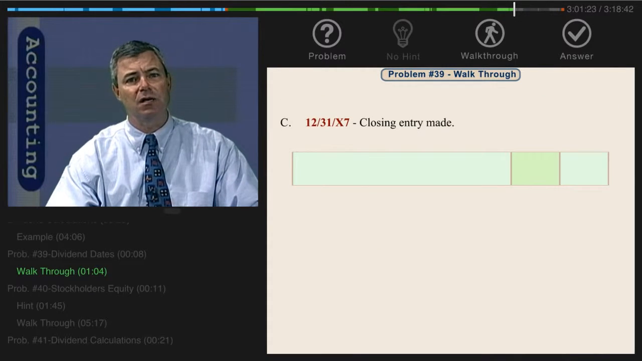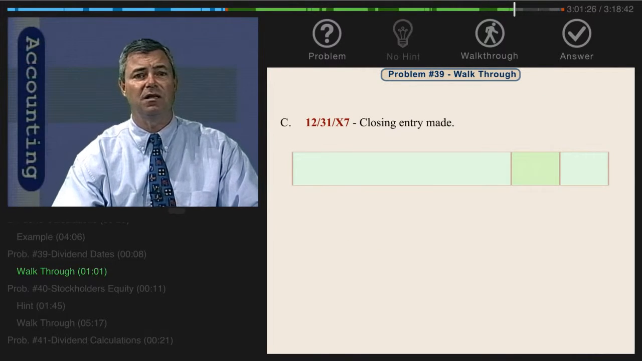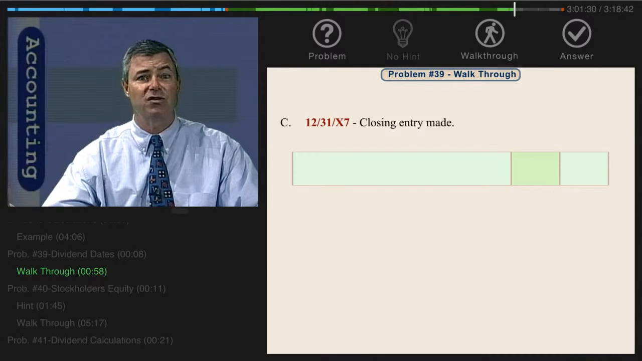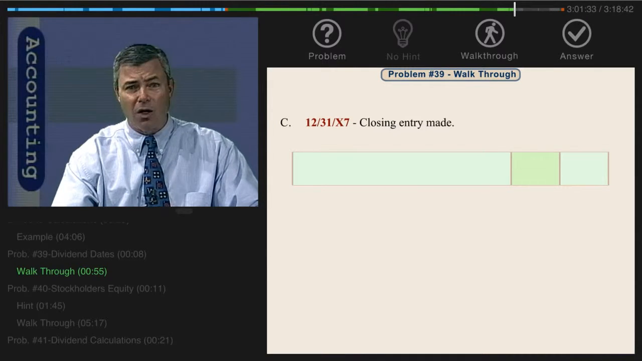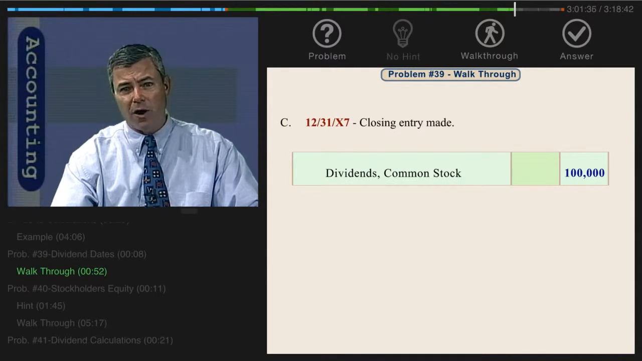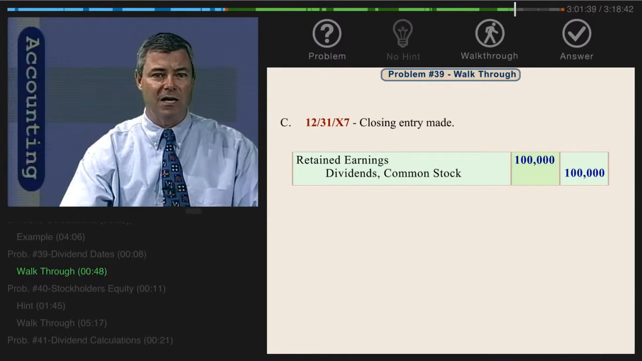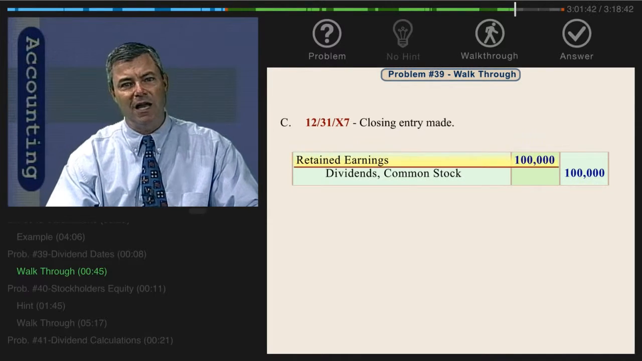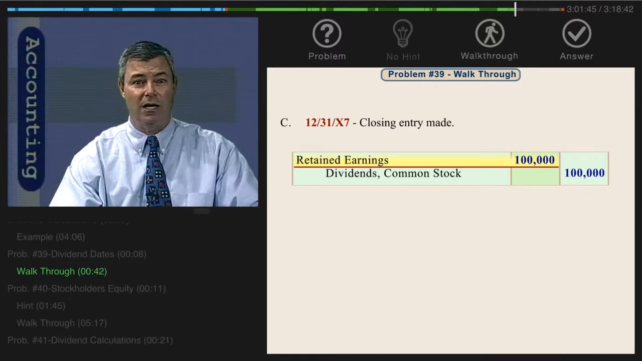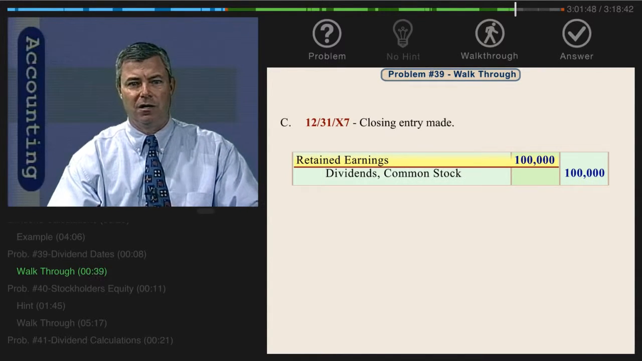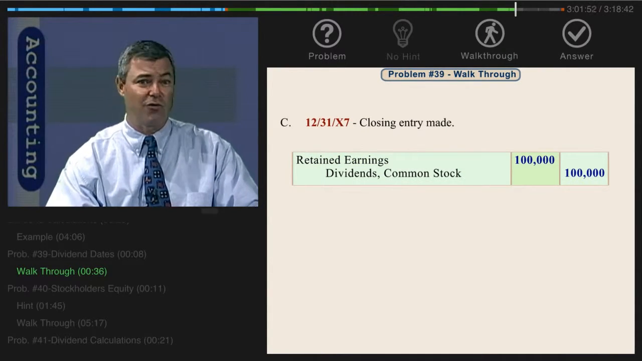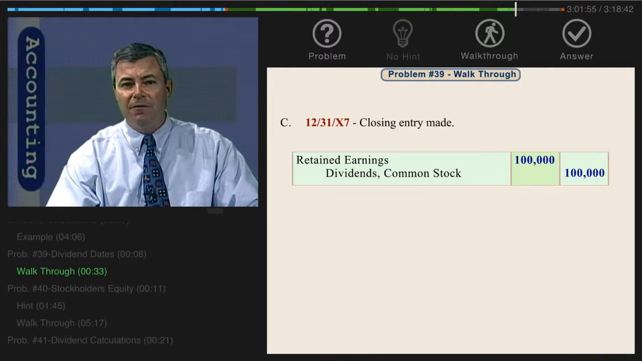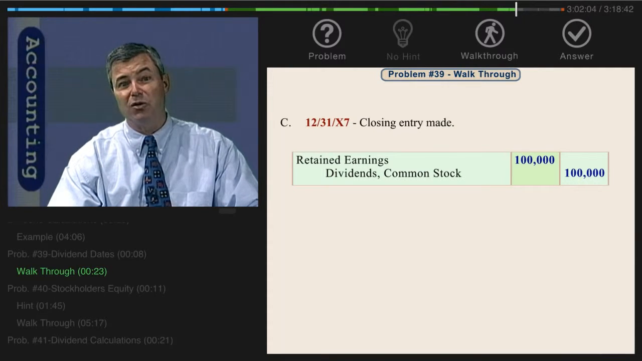The next entries requested in this problem are the closing entries at the end of the accounting period before we start the accounting for the next year. To close dividends, we would credit dividends, common stock for $100,000, and debit retained earnings. Notice that since retained earnings is an owner's equity account, a debit is a reduction to retained earnings. We increase retained earnings on the right-hand or credit side and decrease it on the left side. Dividends ultimately have the effect of reducing retained earnings, because as we distribute resources of the business to the owners for their personal use, we do not have as many resources retained in the business as a result of prior earnings.